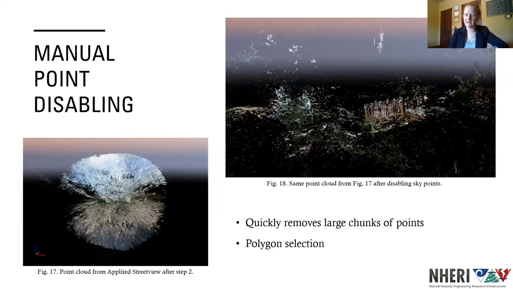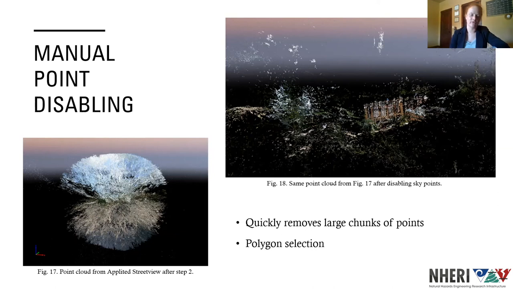Now, finally, to clean up these models, I worked with two different techniques of editing these models: disabling points and carving. Manual point disabling is when you look at a point cloud and you use this polygon selection tool within Pix4D Mapper to select the points, and you just delete them, you disable them.